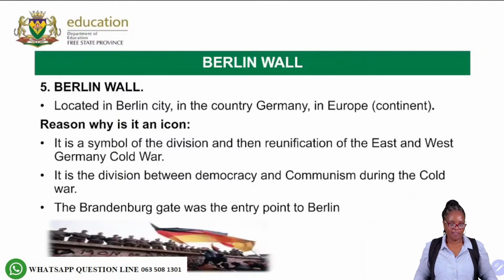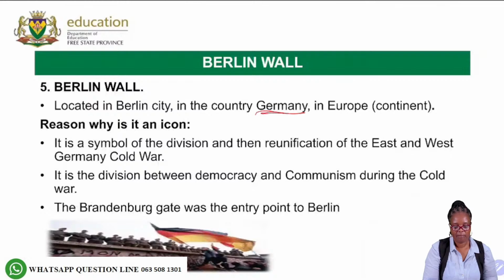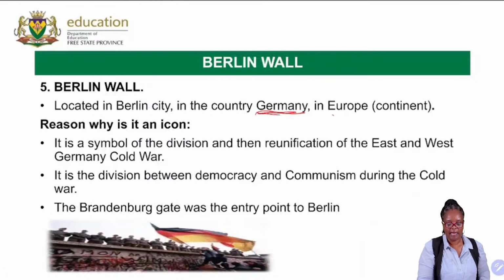I want us to look at the 5th icon, the Berlin Wall. Let's look at the 5th icon, which is the Berlin Wall. This one is located in Berlin City, Germany. But the continent is still the same. We are doing the European continent. The continent is still the same. It is in Europe.